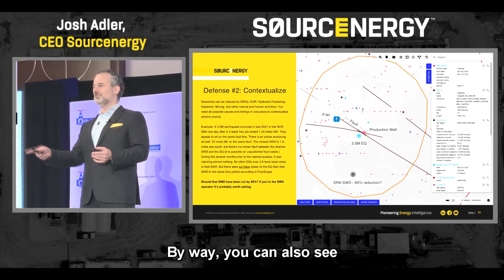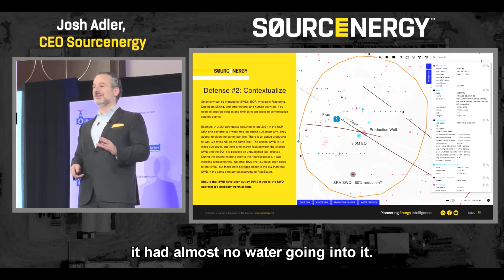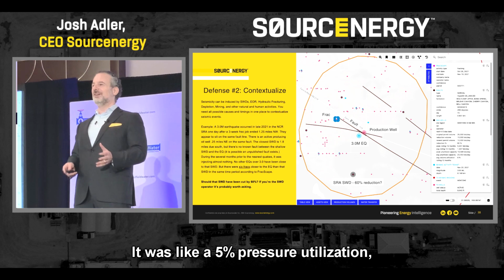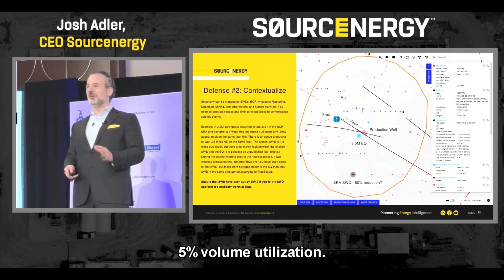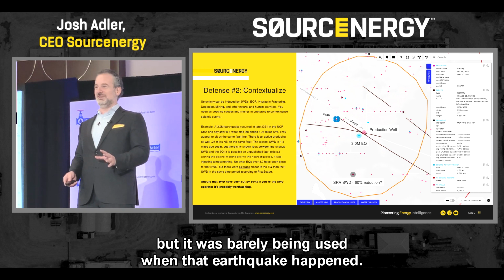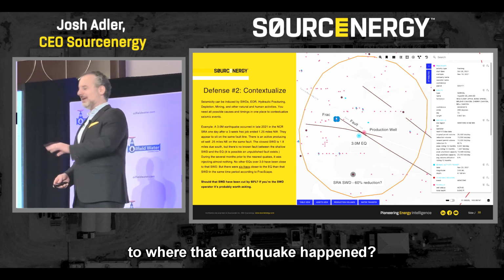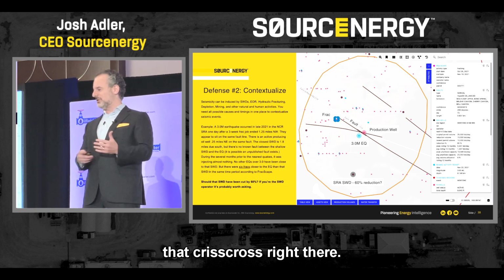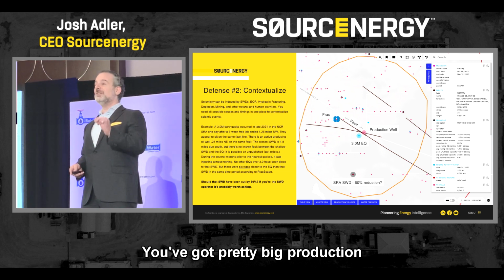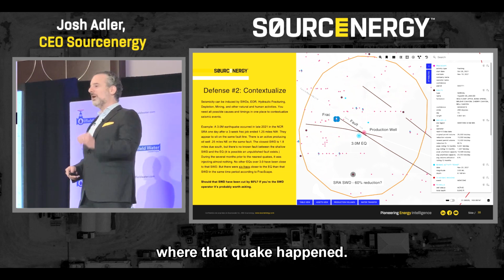By the way, you can also see if you look at the injection on that disposal, it had almost no water going into it. It was at 5% pressure utilization, 5% volume utilization. The disposal was active, but it was barely being used when that earthquake happened. Well, what was going on up closer to where that earthquake happened? Well, first you've got those two fault lines that crisscross right there. You've got a pretty big production well sitting right on top of that crisscross where that quake happened.